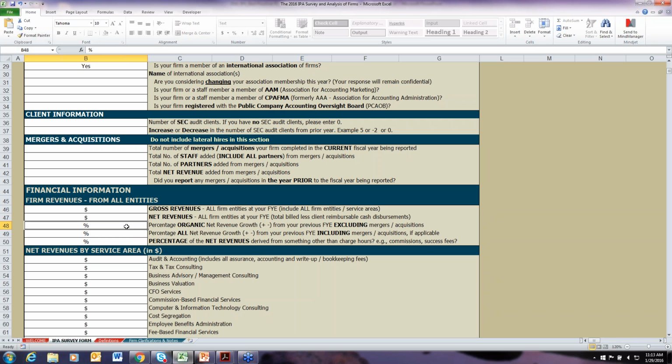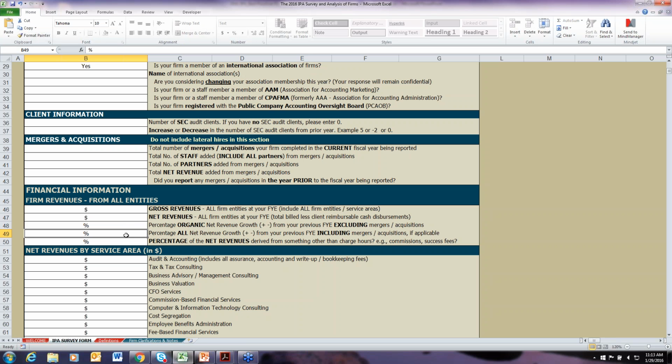In row 48, it asks for organic net revenue growth, which is the percentage growth, both positive or negative, from the previous reporting year of organic growth only. Here we want to make sure that you do not include the effects of any mergers on net revenue percentage change. However, any revenue from existing clients brought into the firm through lateral hires or partner with an existing book of business is considered organic growth.